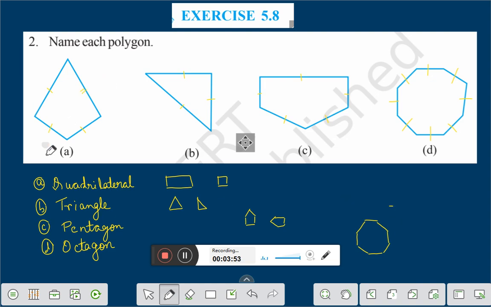Here, 4 sides means it is a quadrilateral, 3 sides means a triangle, 5 sides it is known as a pentagon, and 8 sides it is known as an octagon, right? These are the various names and the examples also.